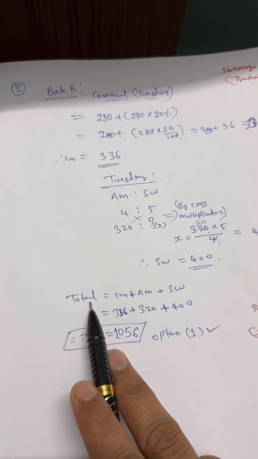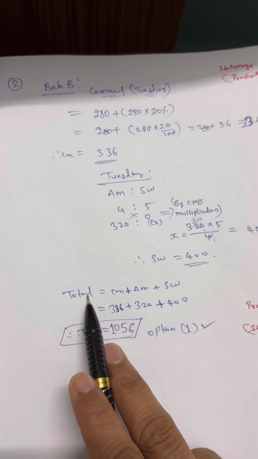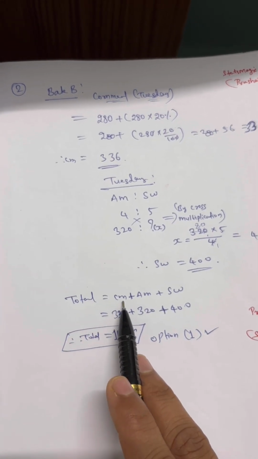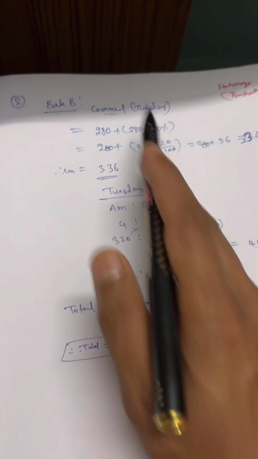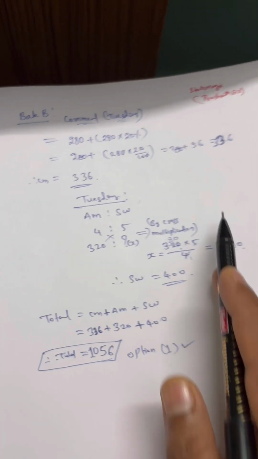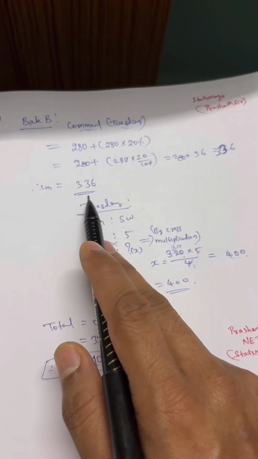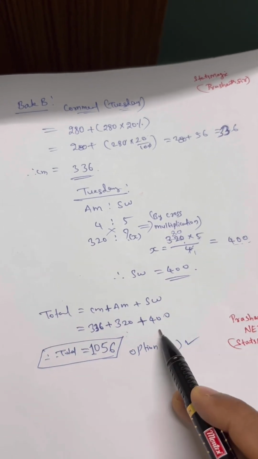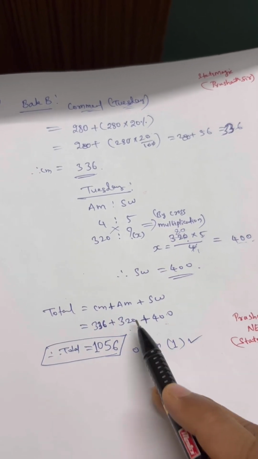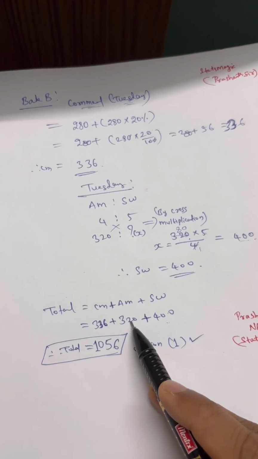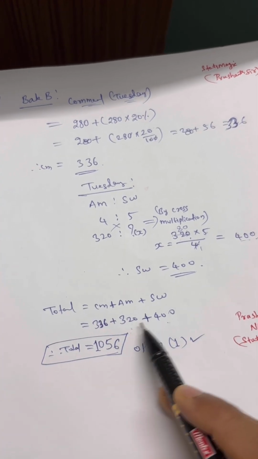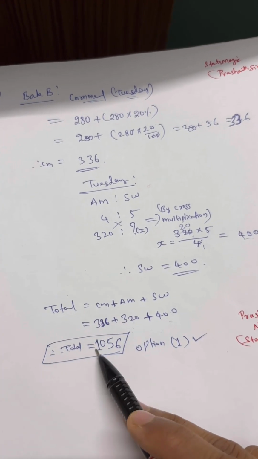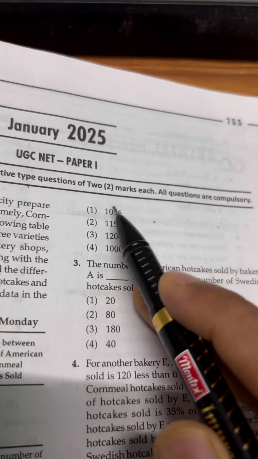Now we want the total, the final question they asked. The total number of hotcakes sold by bakery B on Tuesday is corn meal plus American plus Swedish of bakery B on Tuesday only. So everything we did was for that. The corn meal is 336, American they gave directly which is 320, and Swedish we have found out is 400. 336 plus 320 plus 400 is 1056. So 1056 is given in option 1, and option 1 is the right answer.